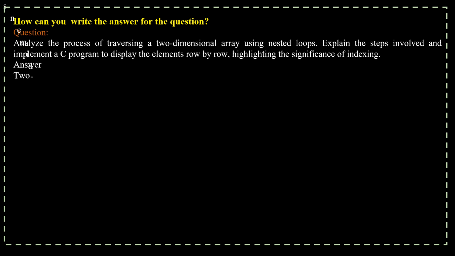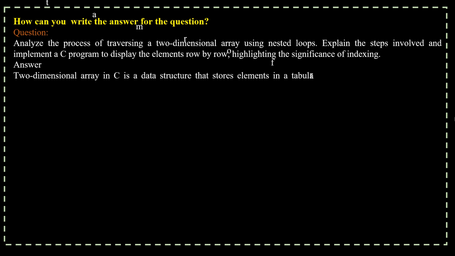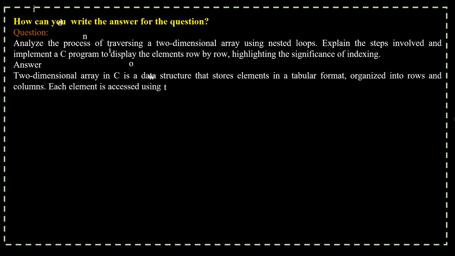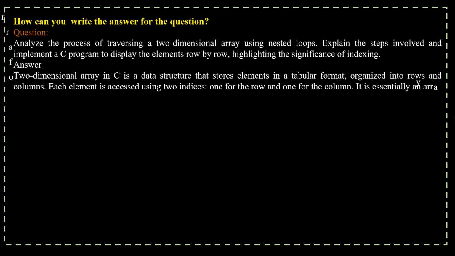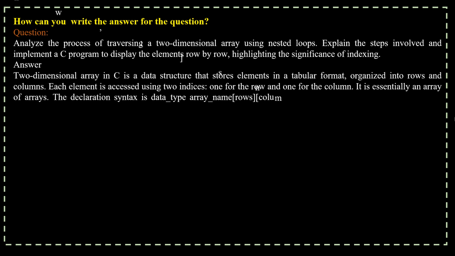Answer. A two-dimensional array in C is a data structure that stores elements in a tabular format, organized into rows and columns. Each element is accessed using two indices, one for the row and one for the column. It is essentially an array of arrays.